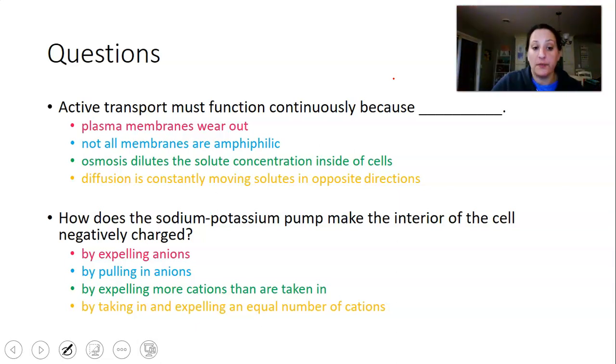So yep, yellow. Because diffusion is constantly moving solutes in the opposite direction, and your cells need to maintain that electrochemical gradient, active transport has to continuously be active.